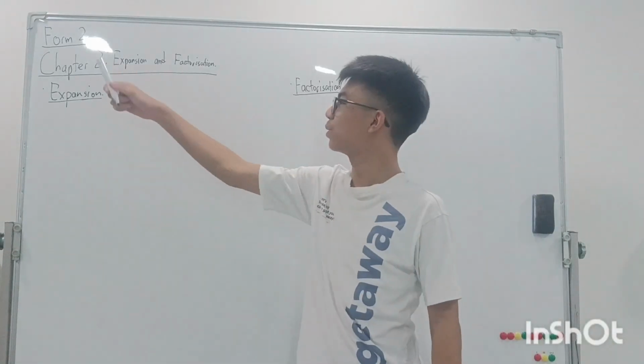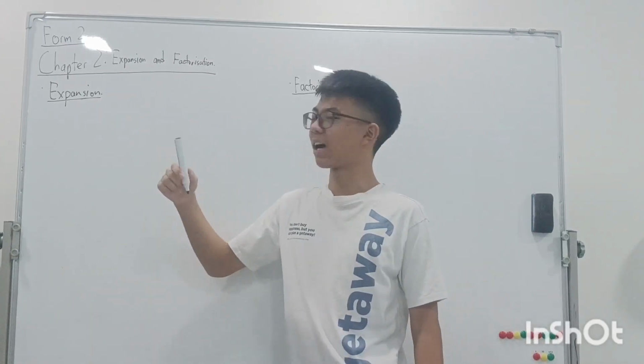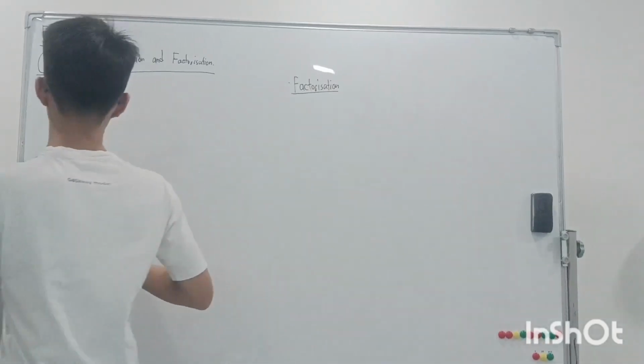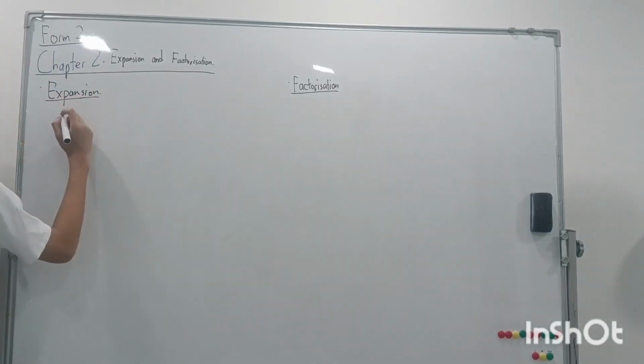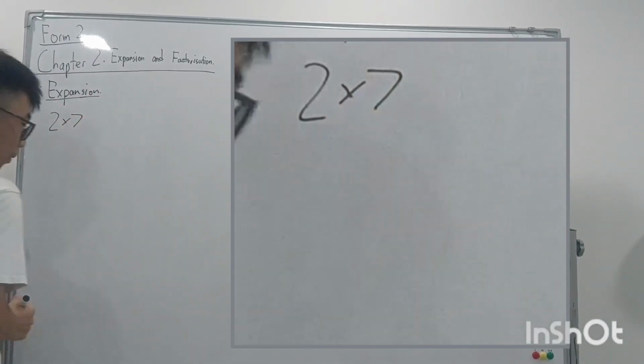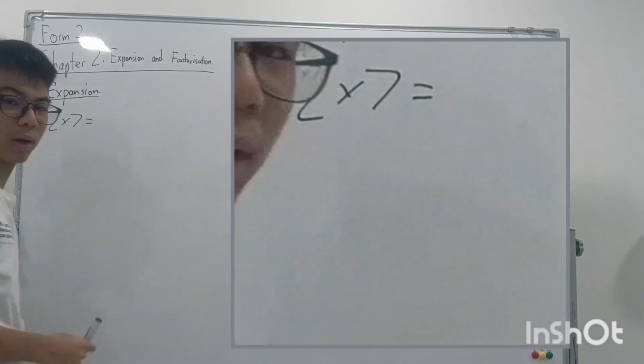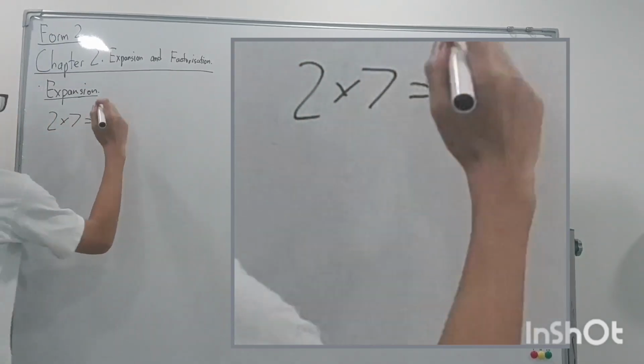So this is going to be from chapter 2, expansion and factorization. So we're going to go to expansion first. So let's take this expression, 2 times 7. So 2 times 7, what would that equal? Of course, that's 14.